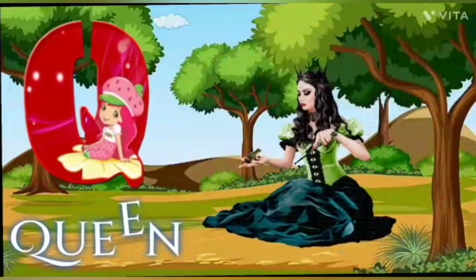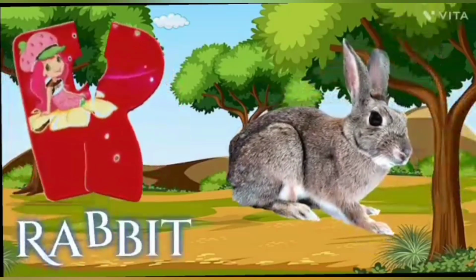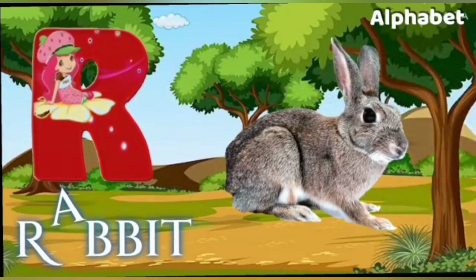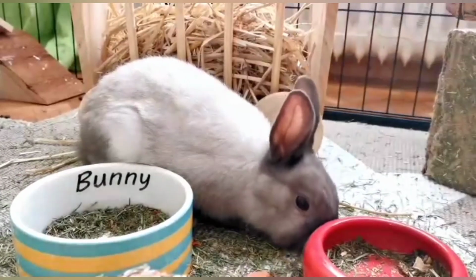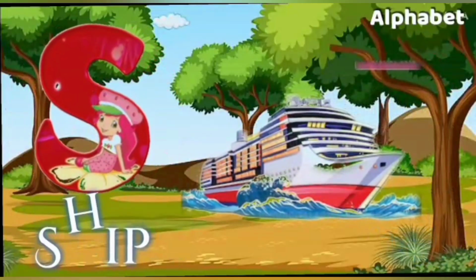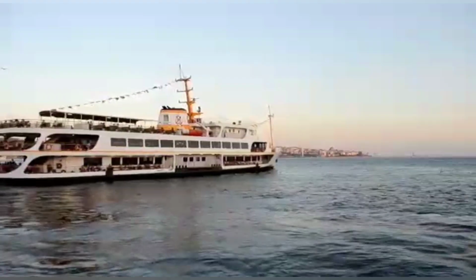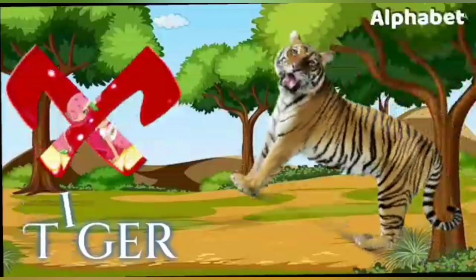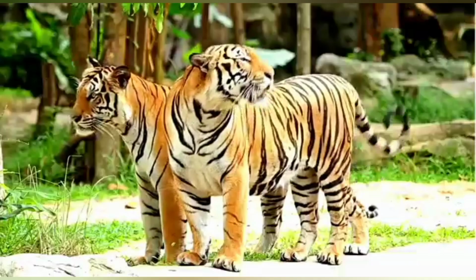Q for queen. R for rabbit. S for sheep. T for tiger.